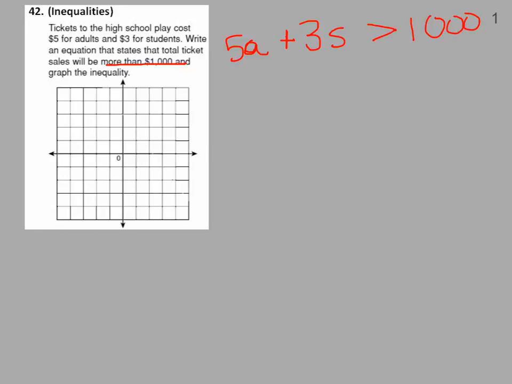So remember, we want the alligator to eat the greater number. So if this is an alligator, it's going to want to eat this because it's going to be more than $1,000. It's a very greedy alligator.